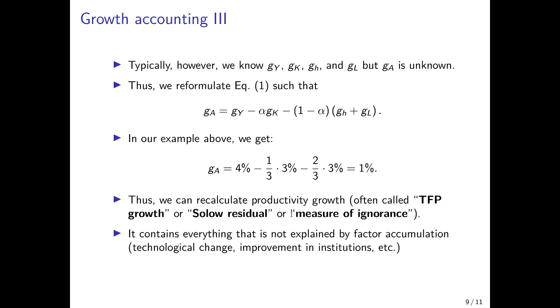So we can recalculate productivity growth, or it's often called TFP growth, total factor productivity growth, or the Solow residual, or our measure of ignorance, because it basically comprises everything that we cannot explain by the stuff that we observe. So it contains technological progress, it contains improvements in institutions, and so on and so forth.